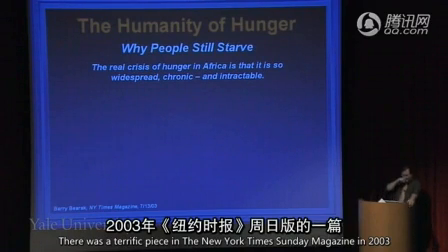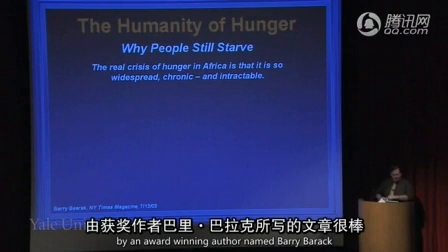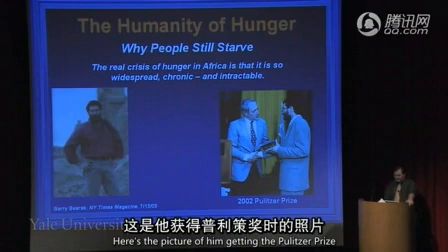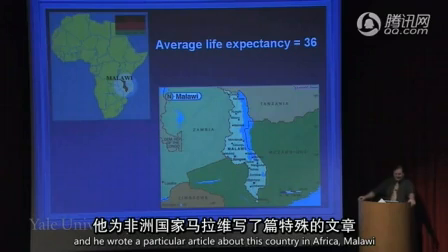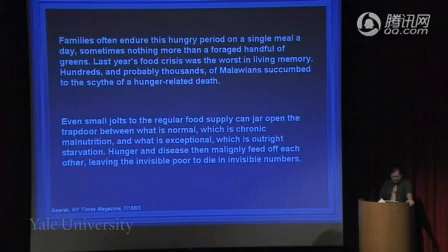There was a terrific piece in the New York Times Sunday Magazine in 2003 by an award-winning author named Barry Bearak, about why people starve. Here's a picture of him getting the Pulitzer Prize. And he wrote a particular article about this country in Africa, Malawi. And the map of it is shown there. Here are some quotes from the article.